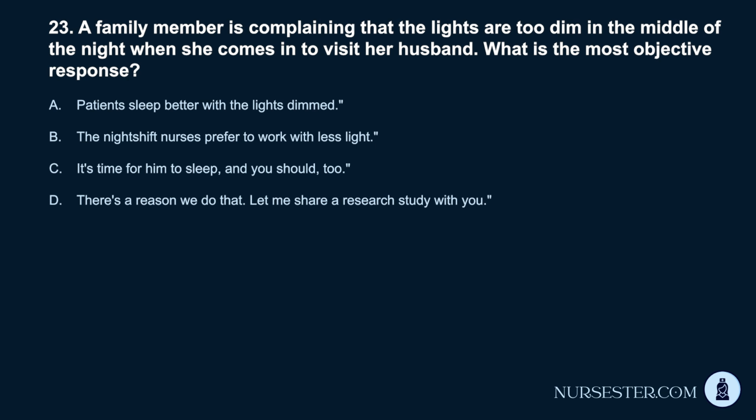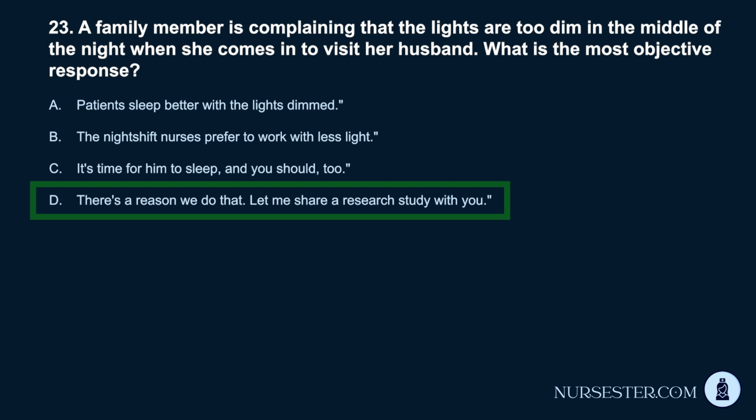23. A family member is complaining that the lights are too dim in the middle of the night when she comes in to visit her husband. What is the most objective response? A. Patients sleep better with the lights dimmed. B. The night shift nurses prefer to work with less light. C. It's time for him to sleep, and you should, too. D. There's a reason we do that. Let me share a research study with you.